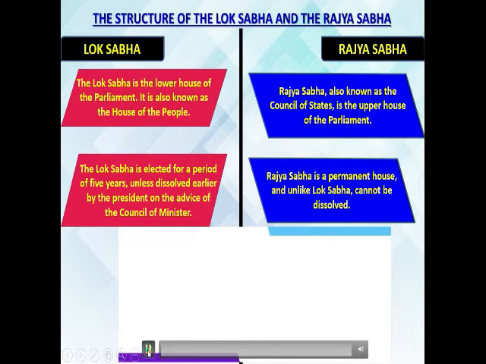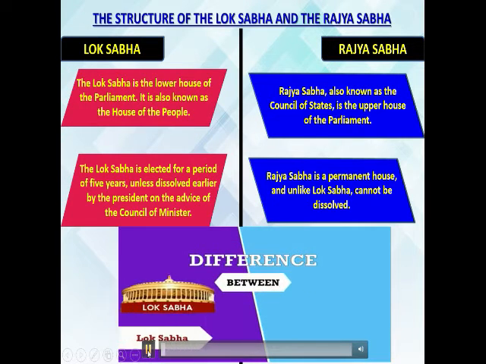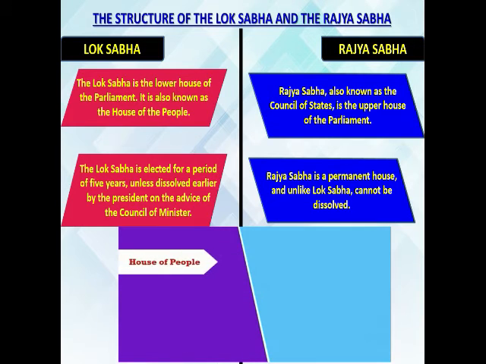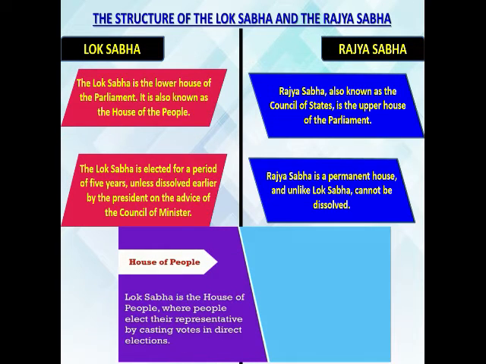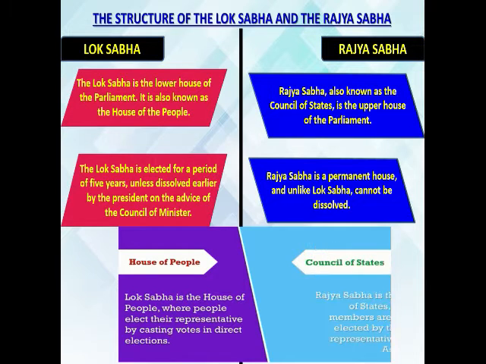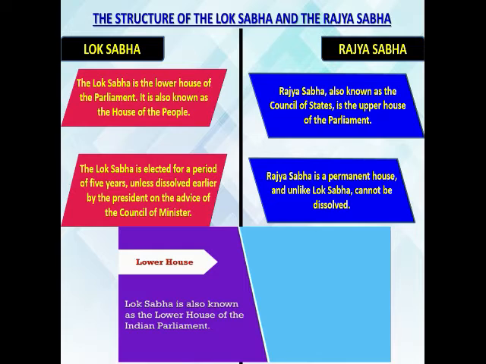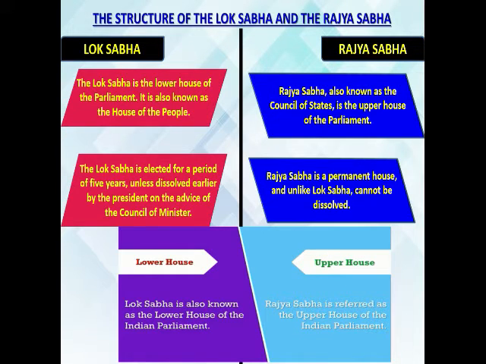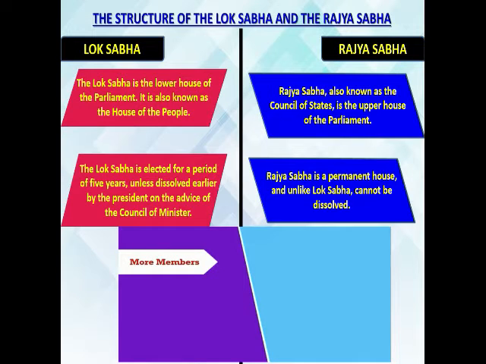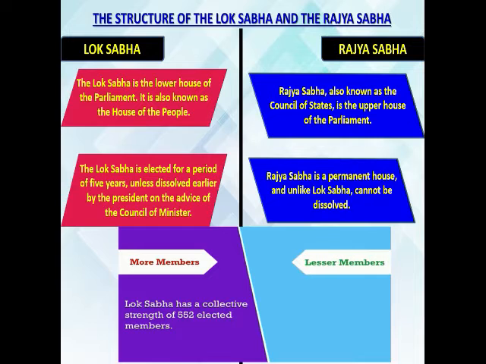So another small video about this Lok Sabha and Rajya Sabha. Lok Sabha is the house of people where people elect their representatives by casting votes in direct elections, while Rajya Sabha is the council of states where the members are indirectly elected by the elected representatives of state assemblies. Lok Sabha is also known as the lower house of the Indian Parliament, and Rajya Sabha is referred to as the upper house. Lok Sabha has a collective strength of 552 elected members, and Rajya Sabha has a collective strength of only 250 elected members.